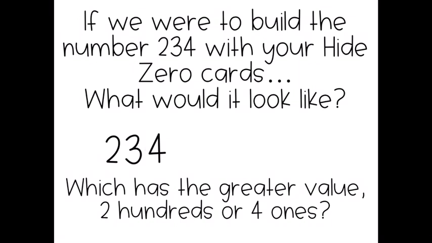Now let me ask you a question. Which one has the greater value or the amount that it's worth? 2 hundreds or 4 ones? If you said 2 hundreds, you would be correct. 2 hundreds is greater than having 4 ones. It's not about the number. It's not about the 2 or the 4. It's about the value amount. Hundreds are bigger than ones.